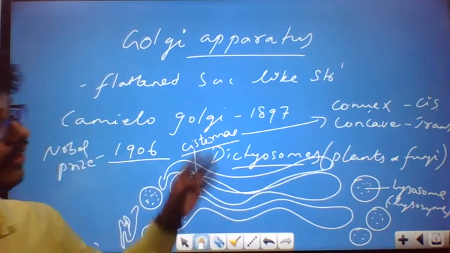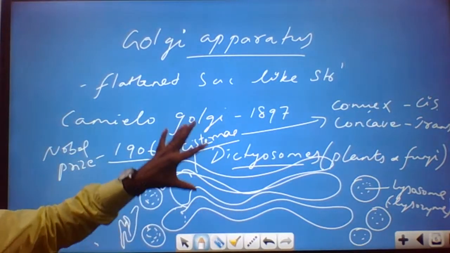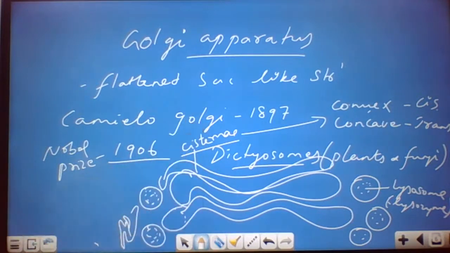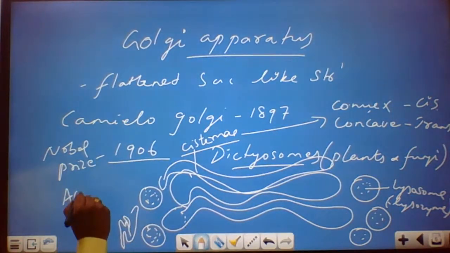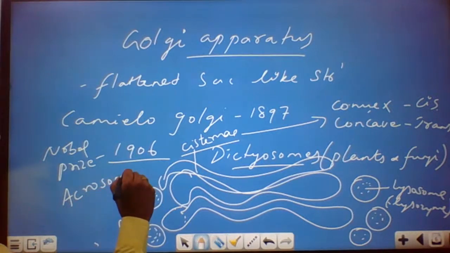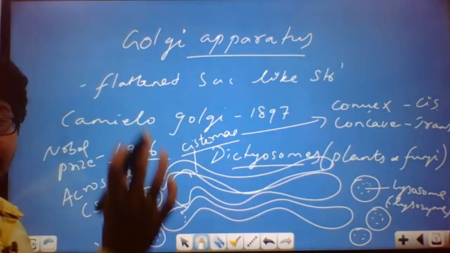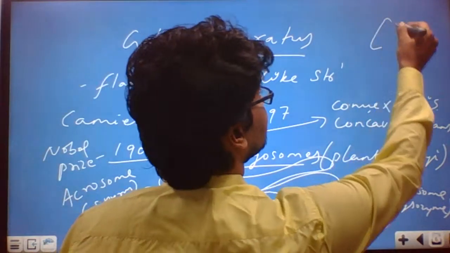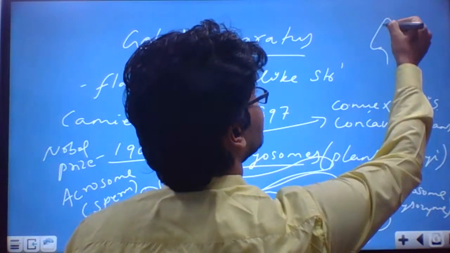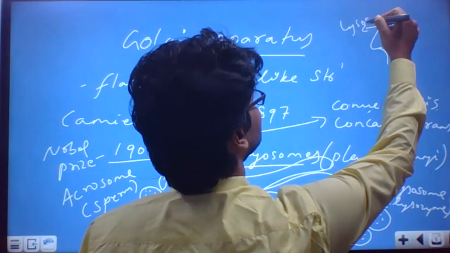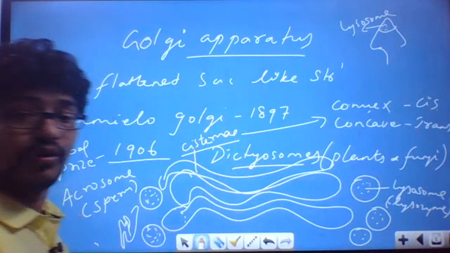Okay, we're done with the Golgi apparatus. It produces a lysosome. You could also see this lysosome in an acrosome. Where have you seen the acrosome? You could see it in a sperm. The sperm head has the terminal part, right? The acrosome, the sperm head, consists of the terminal part. This terminal part again consists of lysosome, because the lysosome plays a very important role in the penetration.